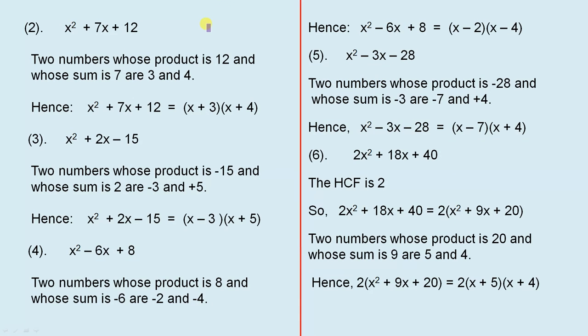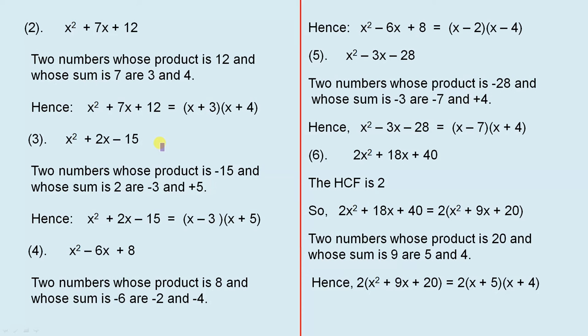x squared plus 7x plus 12. Two numbers whose product is 12 and whose sum is 7 are 3 and 4, because 3 4s are 12 and 3 plus 4 is 7. Hence, x squared plus 7x plus 12 equals x plus 3 times x plus 4.